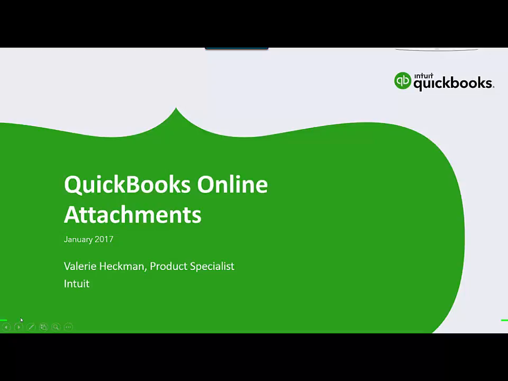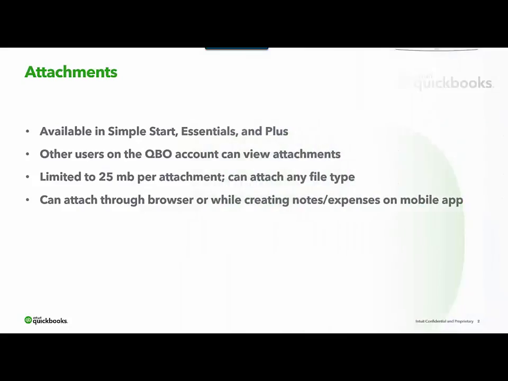Some examples might be adding a receipt to an expense or a photo of a product to an invoice, maybe a form to a customer profile. I might want to add a CSV file to a journal entry, a drawing of a design to an estimate, a thank you note to a donor receipt. Lots of ways to use this. This feature is available in Simple Start, Essentials, and Plus, though the transaction types can vary by version.